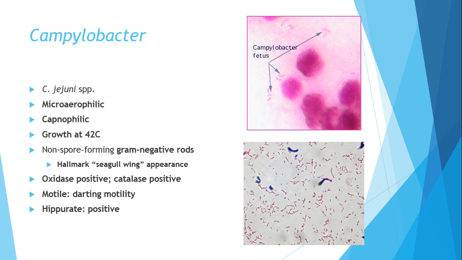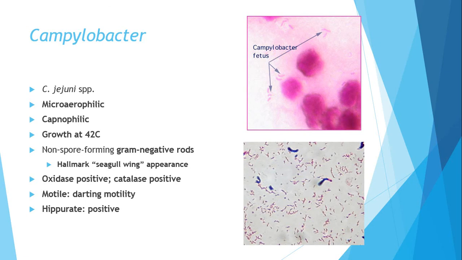What about capnophilic? What's that mean? CO2. Loves CO2, right? So higher concentration of CO2. What's halophilic mean? Loves salt, right? Okay, and it likes increased temperatures. What temperature do we usually incubate samples at? 35 to 37. Notice here we're incubating it at 42 degrees. So Campylobacter will grow nicely in its own little environment of decreased oxygen, increased CO2, and increased temperature. And the normal flora will kind of be inhibited and not grow as well.